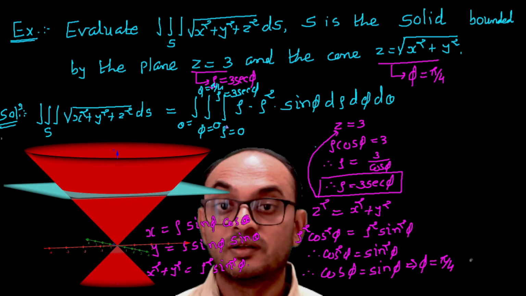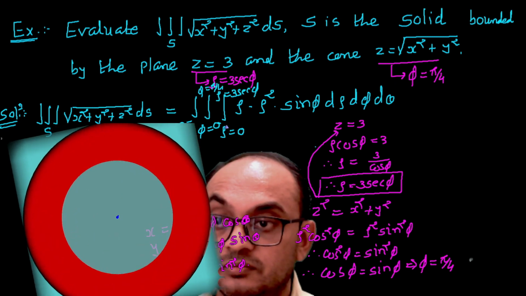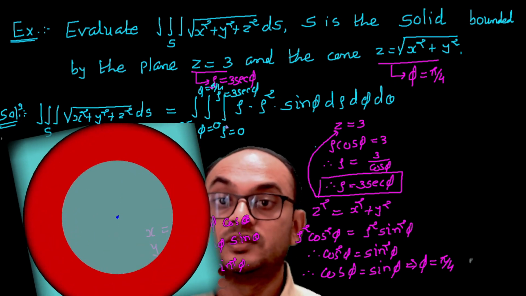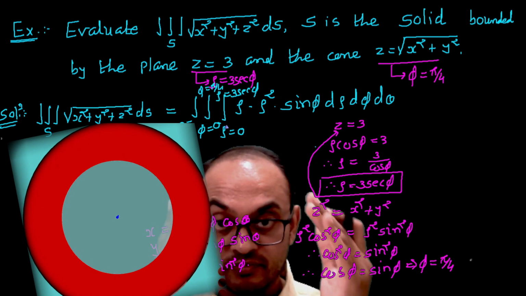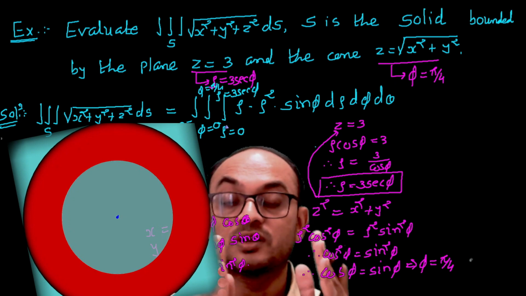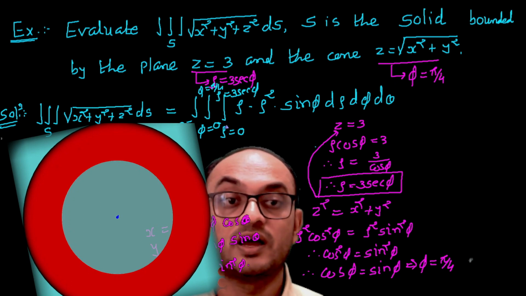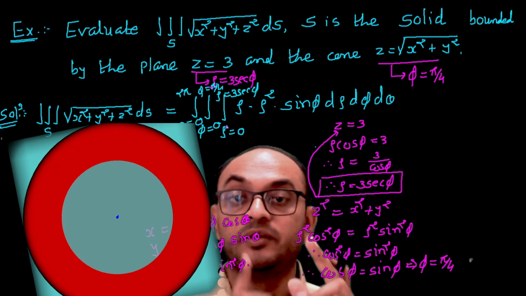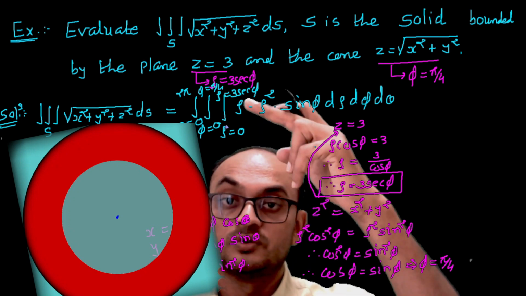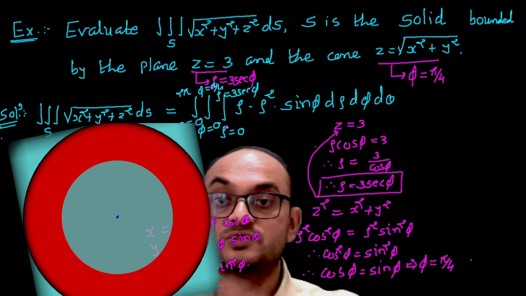What is theta? So if we observe this region on the xy plane, then on the xy plane I have a full circle, right? Whole circle I am visualizing, and so for the whole circle what is my theta? 0 to 2 pi. And so here theta is equal to 0 to 2 pi. So this is how we are writing the limits. I repeat, rho is equal to 0 to 3 times sec phi, phi is equal to 0 to pi by 4 and theta is equal to 0 to 2 pi.